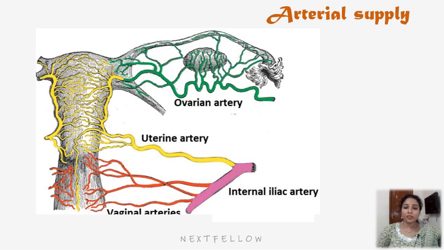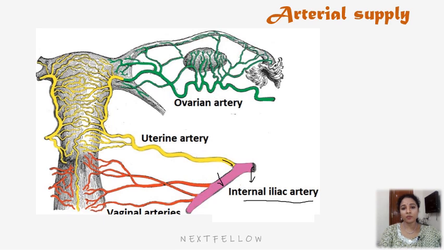Next, about the arterial supply, the uterus is supplied by the uterine artery, which is partly supported by the ovarian arteries. The uterine artery is a branch of the anterior division of the internal iliac artery, which runs medially across the floor. You can see this is the internal iliac artery, and this is the anterior division.